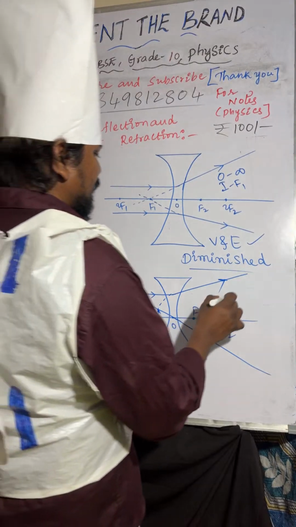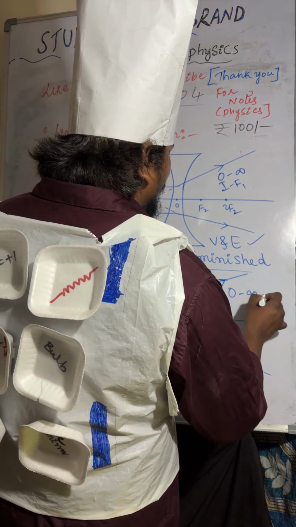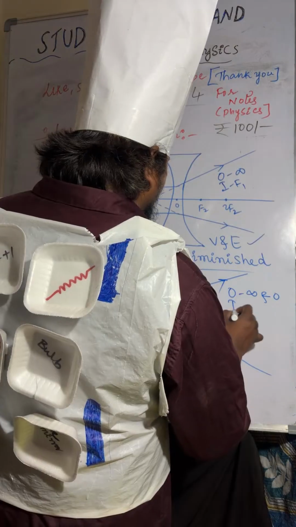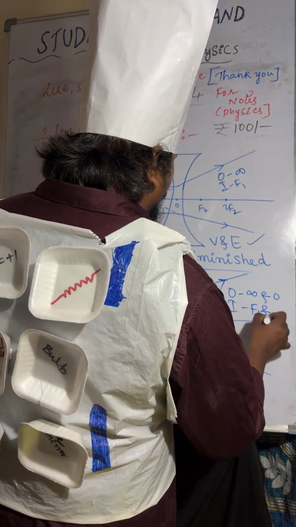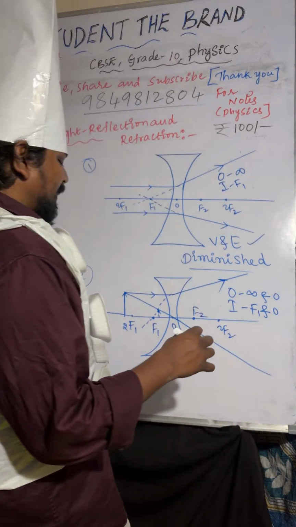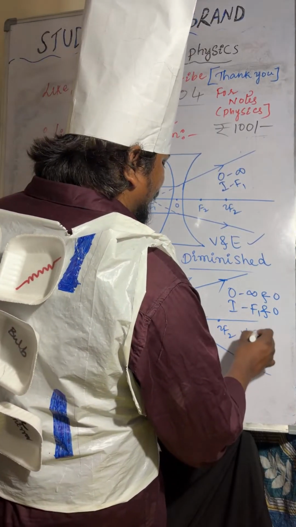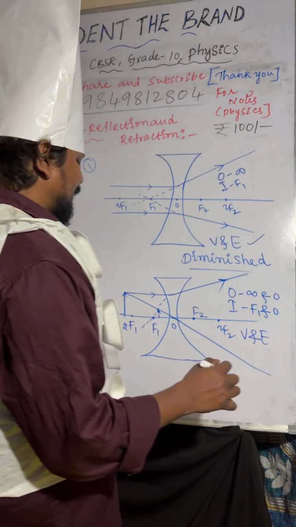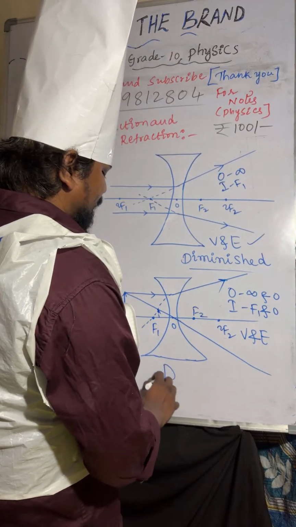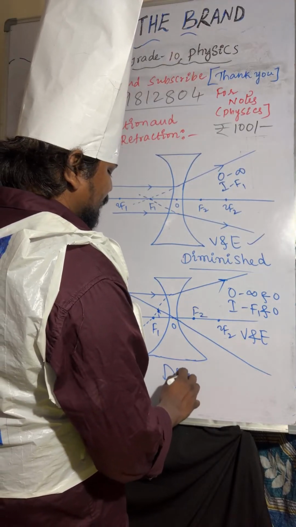Object is placed between infinity and optic center. Image is formed between F1 and O. Nature of the image is virtual, erect and diminished.